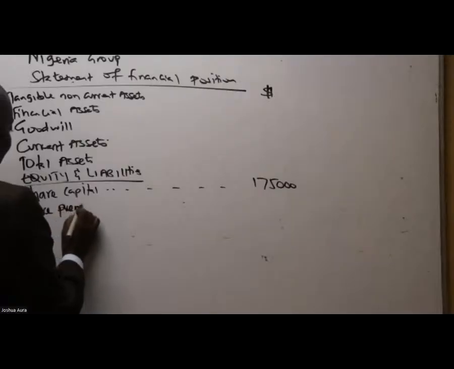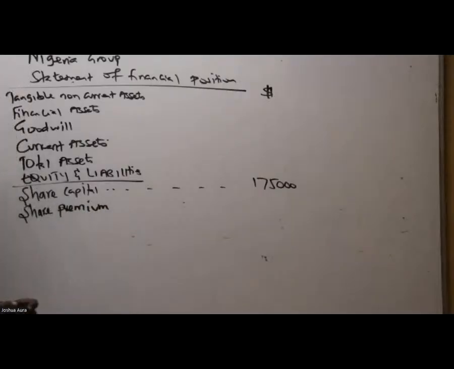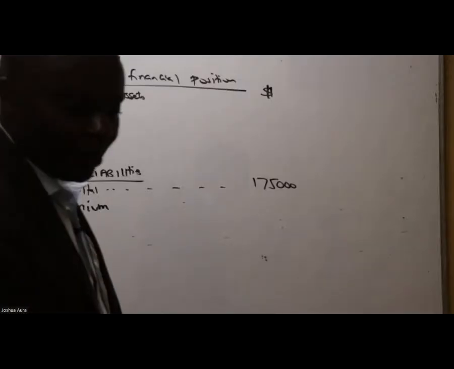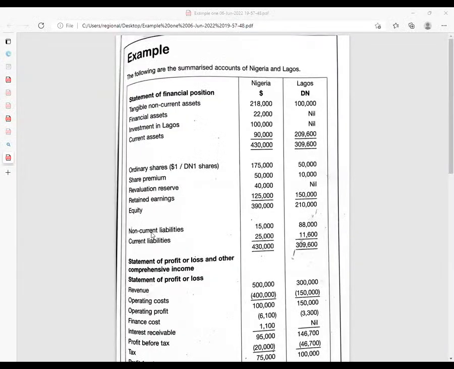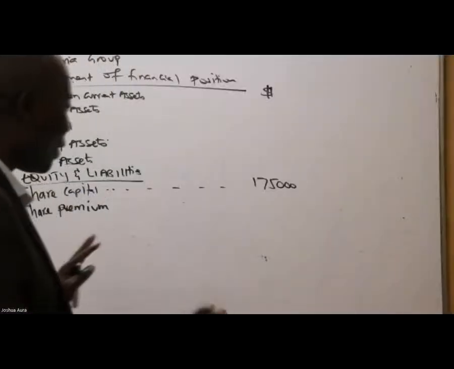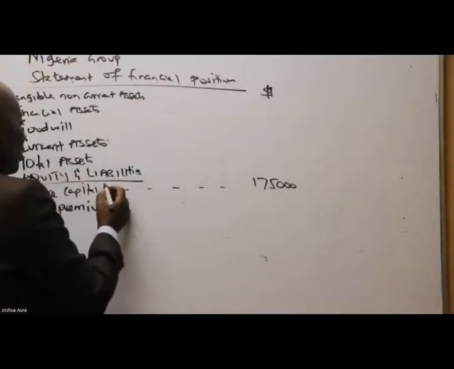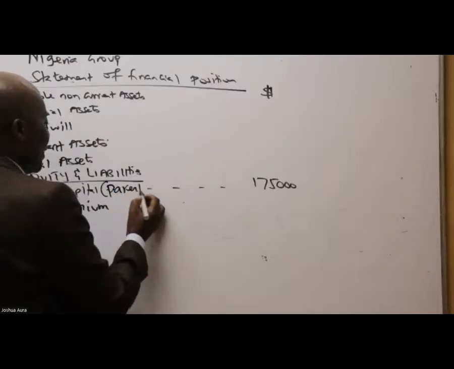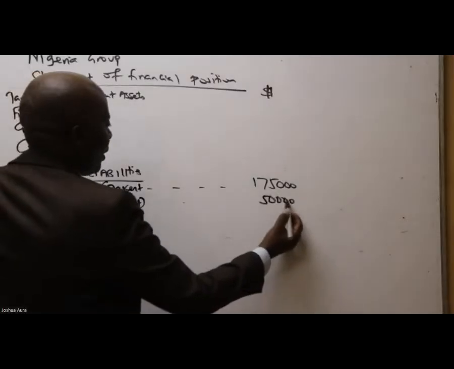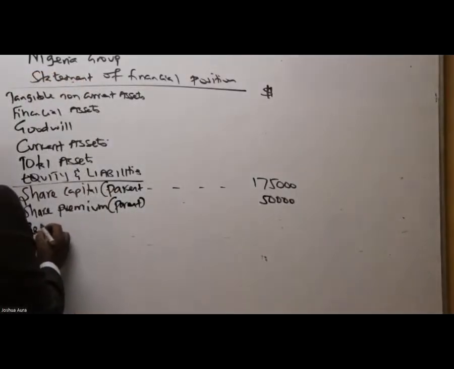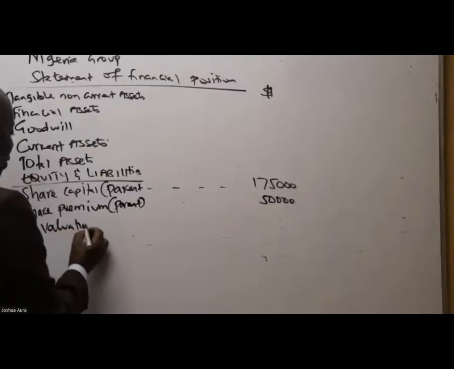So what do I have here for share premium? The same: you pick the one of the parent. These are the free marks I'm talking about. Share premium, 50,000. I'll pick it the way it is, the parent only. If I were you, I would write parent here as well. Free marks really, 50,000. Now, revaluation reserve.